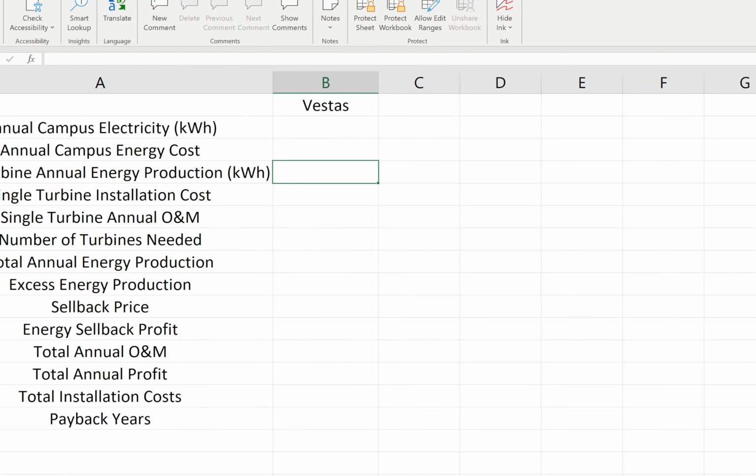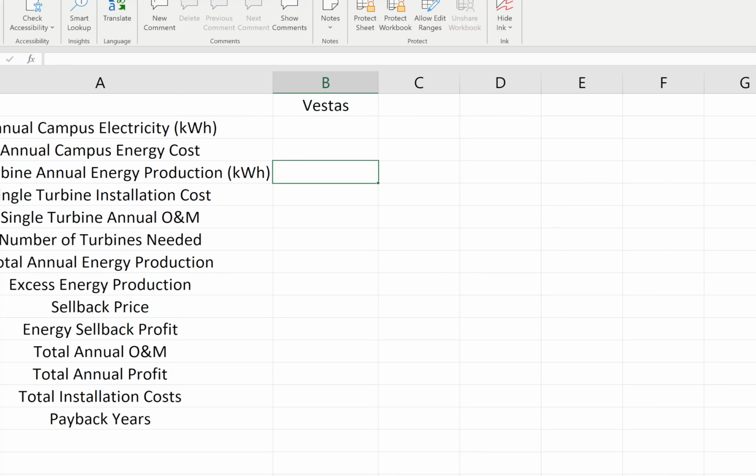Okay, so the last thing we need to do with this is to create a summary of our results and ultimately find kind of the payback years of the installation of these turbines. So I created a summary tab. I've got these things. I'll go through them one by one.